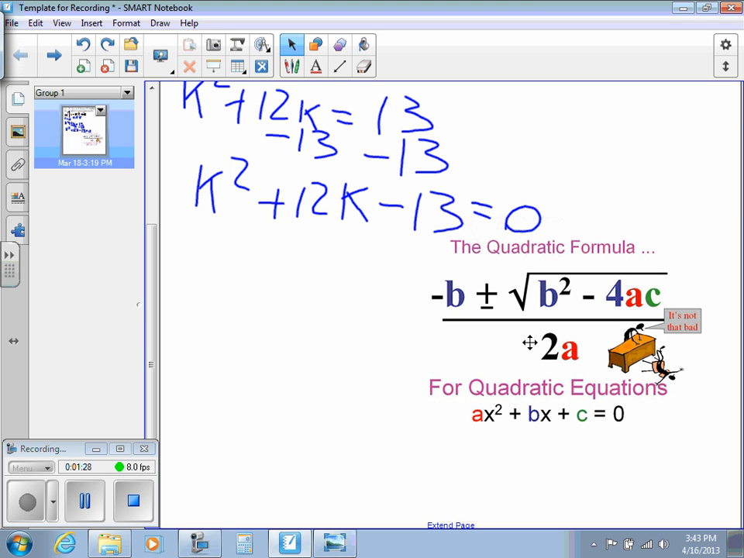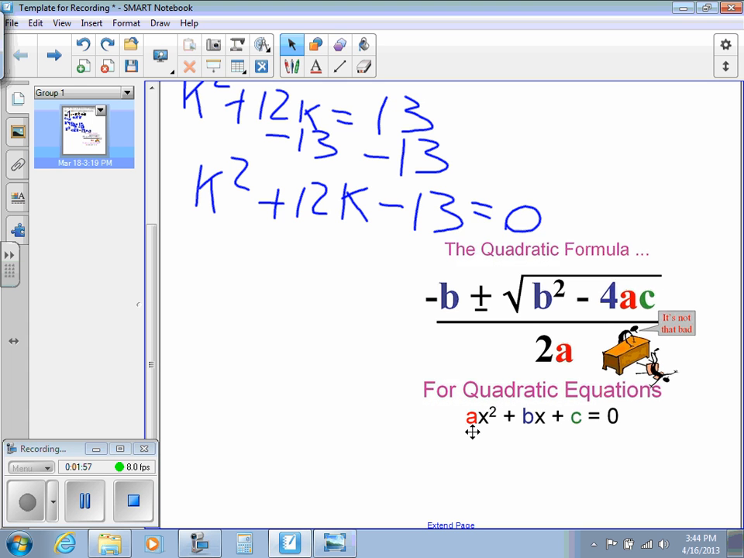The quadratic formula. You do not have to memorize this. When you take the test on Unit 10, the quadratic formula will be given to you on the test. You do not need to memorize it. You just need to be able to plug in the numbers and work it out. So the A, B, and C are the very same A, B, and C that we were using when we were factoring. And you can see it right here. Our A, our B, and our C.